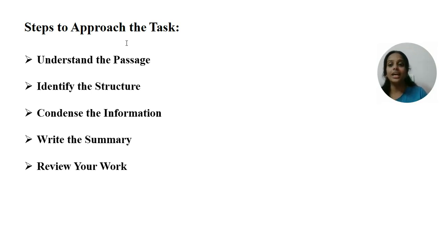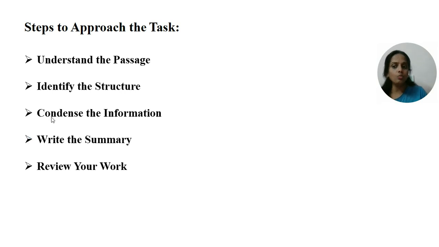Please follow that. The second one is you need to identify the structure. Most passages will have a clear structure: an introduction which tells what the topic is about, a body that tells about some explanations, a few benefits or any challenges, and a conclusion. Conclusion is always like a summary or its implications. So break the content into these sections mentally, and you need to condense the information.